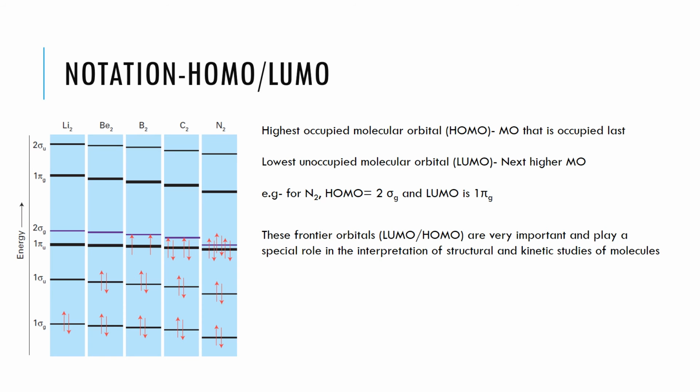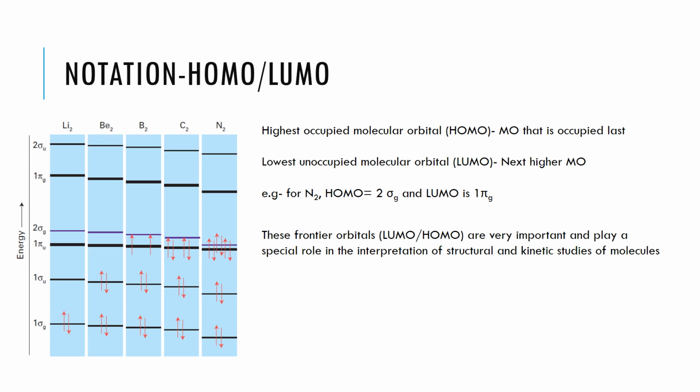We can define, I'm talking about lithium through to nitrogen now, a highest occupied molecular orbital, a HOMO, and we define this as the molecular orbital that is occupied last. We can also define a lowest unoccupied molecular orbital, or a LUMO, and this is the next higher molecular orbital to the HOMO. So for example, for nitrogen there, the highest occupied molecular orbital is the 2 sigma G, and the lowest unoccupied molecular orbital is the 1 pi G.